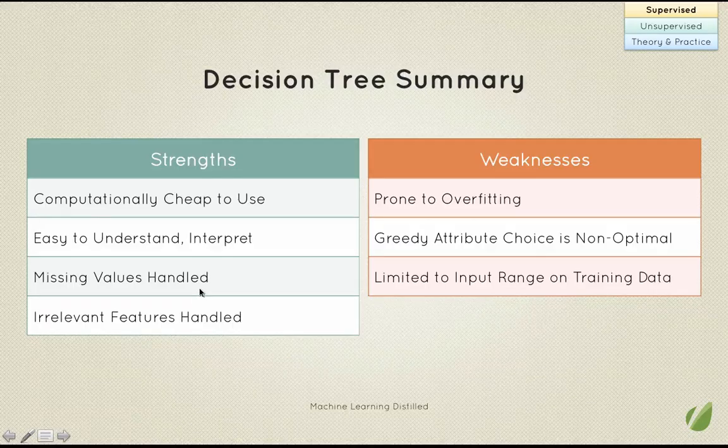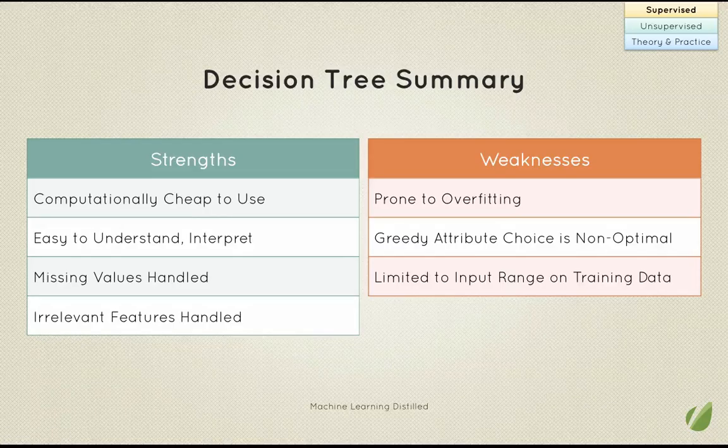A couple other nice parts about decision trees is that they can handle missing values in the data set, and if there are features that are irrelevant, they can handle those also. The weaknesses of decision trees are that they're really prone to overfitting. They really can memorize a data set and fit it too precisely and not generalize. Also, their greedy choice of attributes to use is not optimal, but most algorithms have to work that way so that they're tractable. And lastly, they're very much limited to the range on the training data.